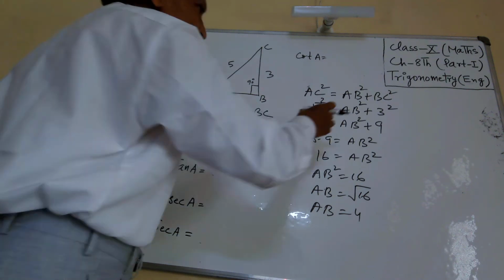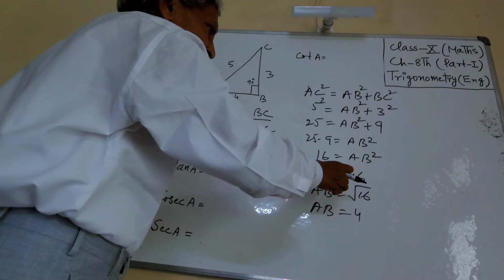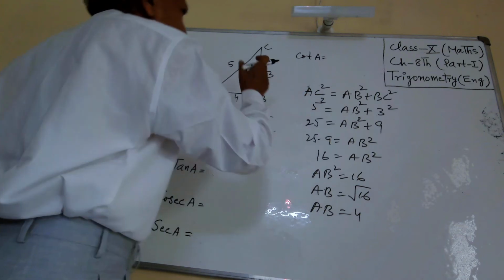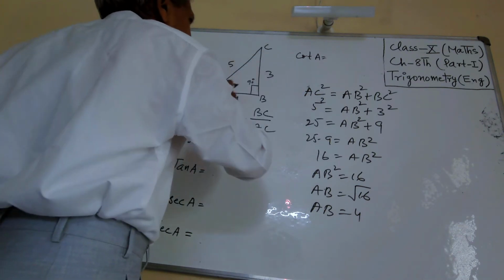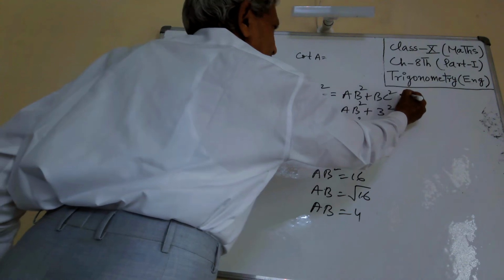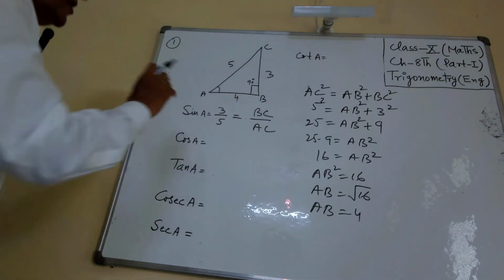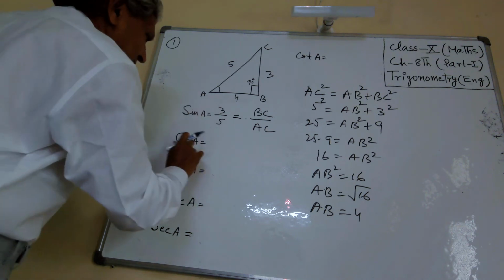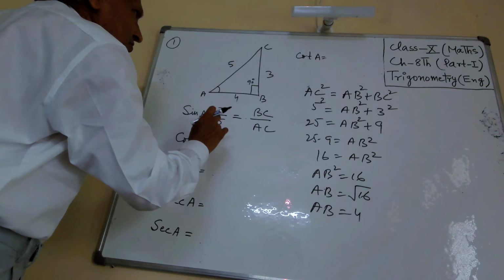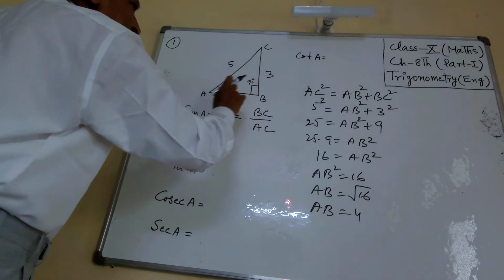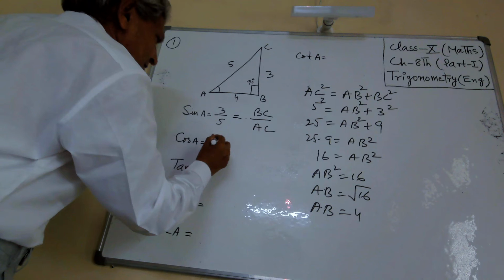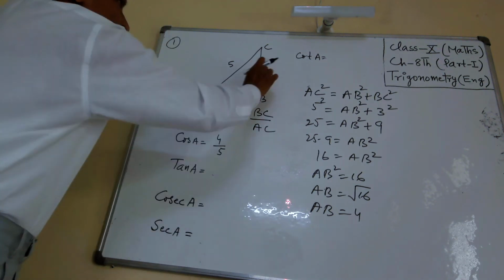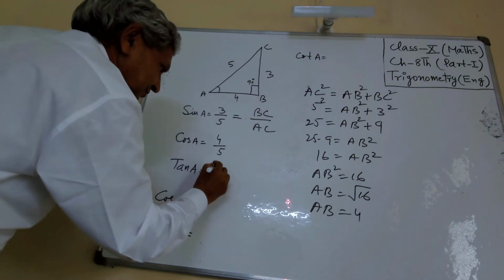Now, this is the formula to find out any side of this triangle. You can find out AB, you can find out AC, you can find out BC from this formula. So now we have all the sides of this triangle. Write down cos A. What is cos A? Cos A is base upon hypotenuse, 4 upon 5. What is tan A? Perpendicular upon base, 3 upon 4.